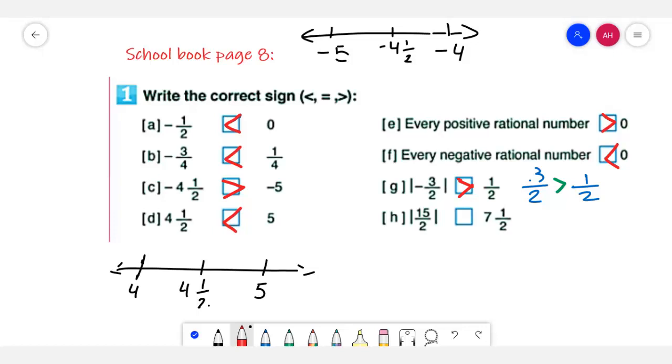Let's go now for number H. We said again that the absolute value of any positive number is the same number as it is. And here I have a mixed number, 7.5. How can I write 7.5 in the form of an improper fraction? Let my denominator be the same. Multiply 2 by 7 and I will have 14. And then add to it 1, it's 15. As you can see, the two rational numbers are equal. So absolute value of 15 over 2 is equal to 7.5.